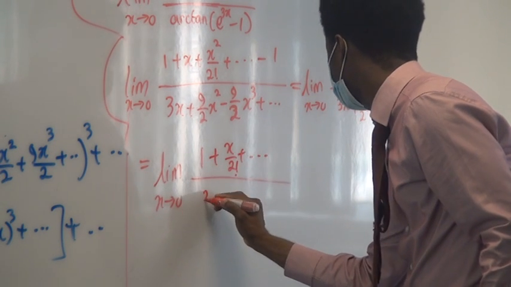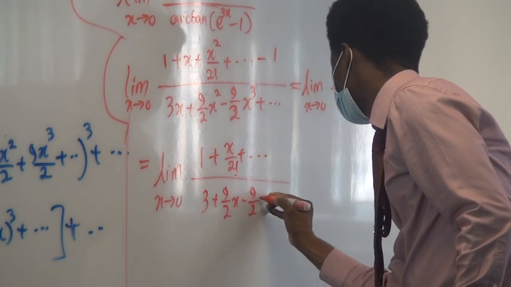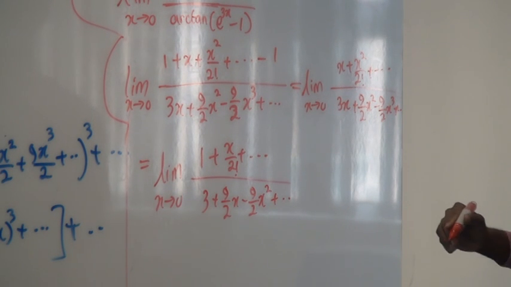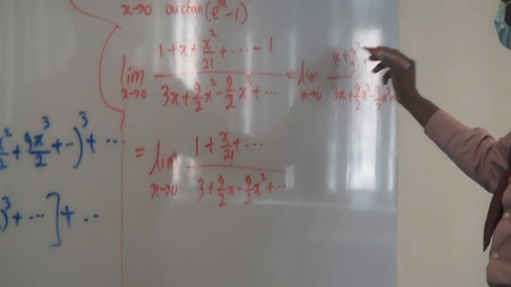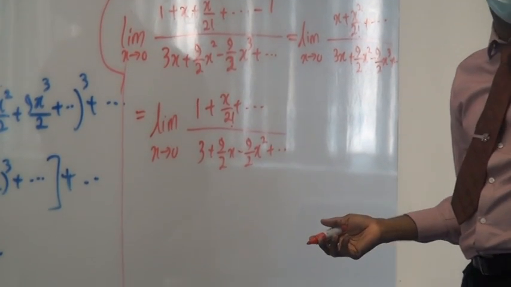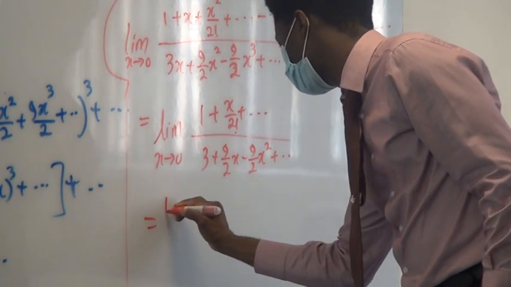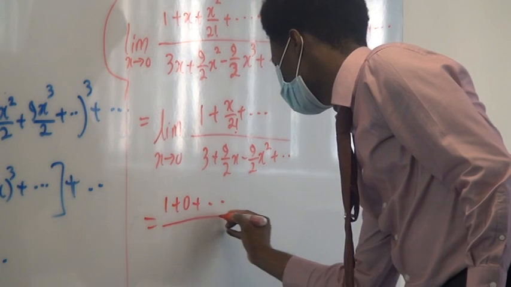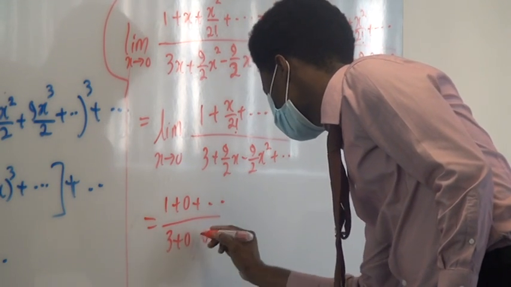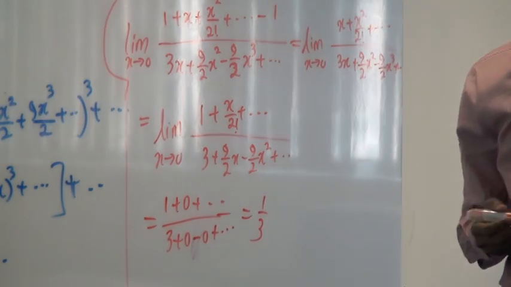And on the bottom we have 3. We have 9 over 2x, 9 over 2x squared. Okay? So then we can substitute 0. Otherwise, you're going to end up getting 0 over 0. You don't want indeterminate form when it is not indeterminate form. So, if you substitute 0, all the terms in x will become 0. And so we get 1 over 3. And that's what we're supposed to do.